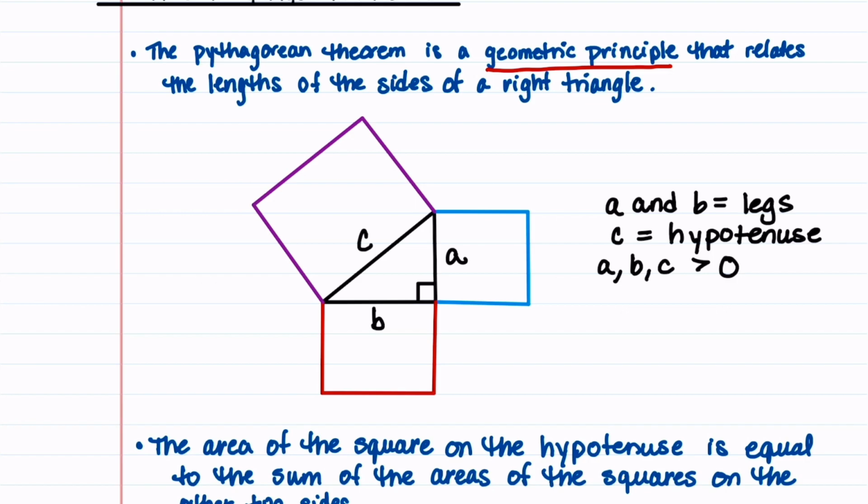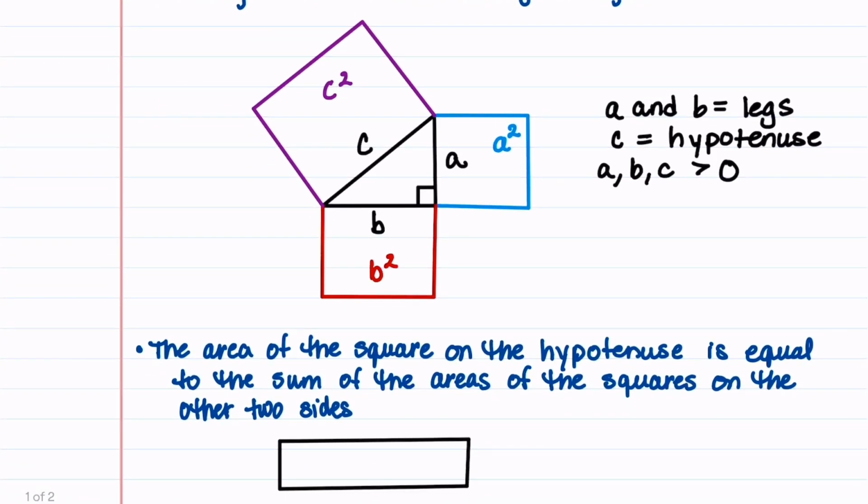Extending out from each side of the triangle is a square. Let's fill in the area for each of those squares. For the one on the right, the side length is A, so the area of the square is one side times the other side. So this area is A squared. For the square on the bottom, the area is going to be B squared. And for the square off of the hypotenuse, that area is going to be C times C, which gives us C squared.